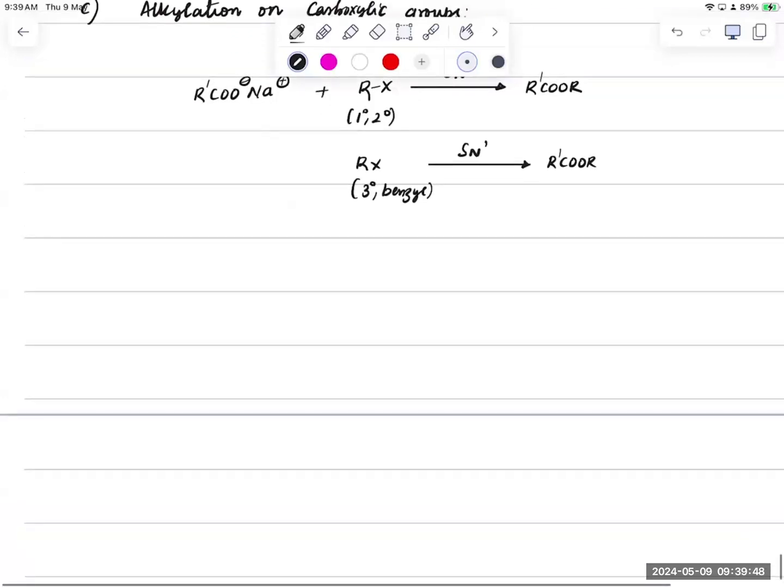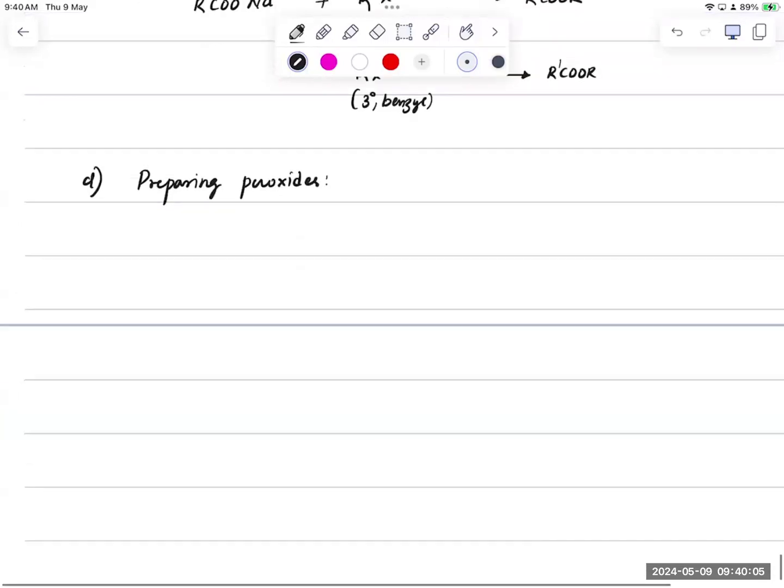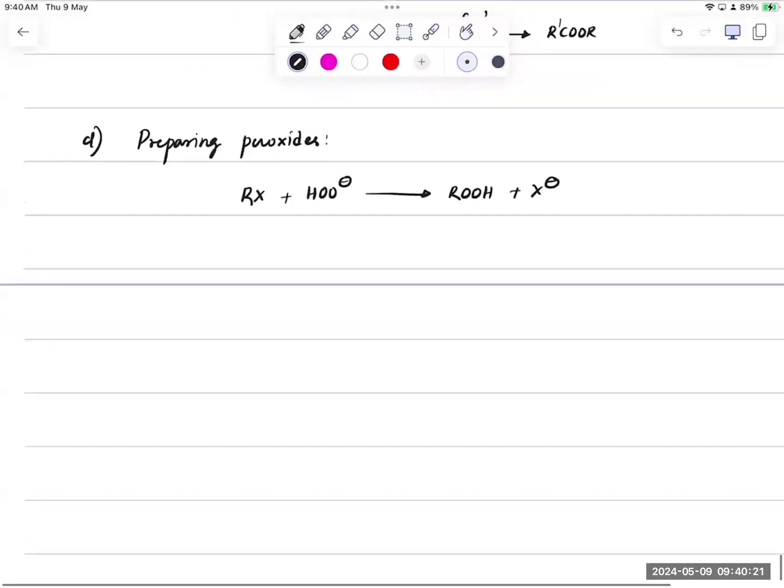Okay. Next, D is about preparing peroxides. How do we prepare peroxides? Now you notice this, we have RX plus HOO minus, right? Sorry, I'm making a peroxide, so that HOO minus will attack. That will make this as ROOH plus X minus. So this is the peroxide group which you will get.